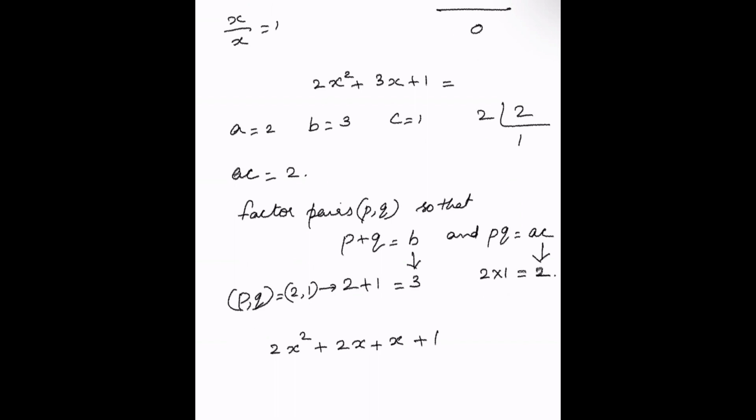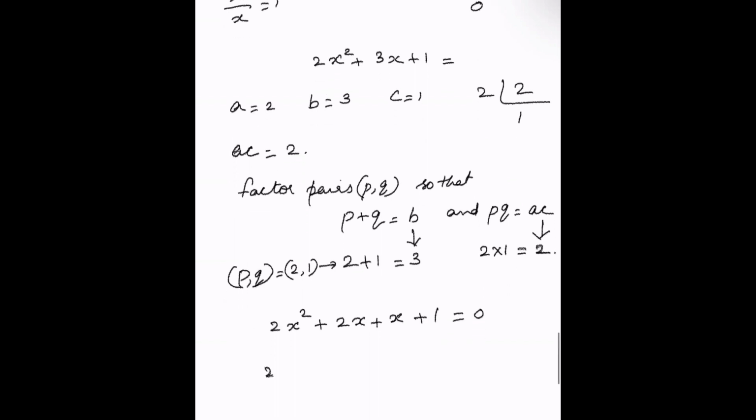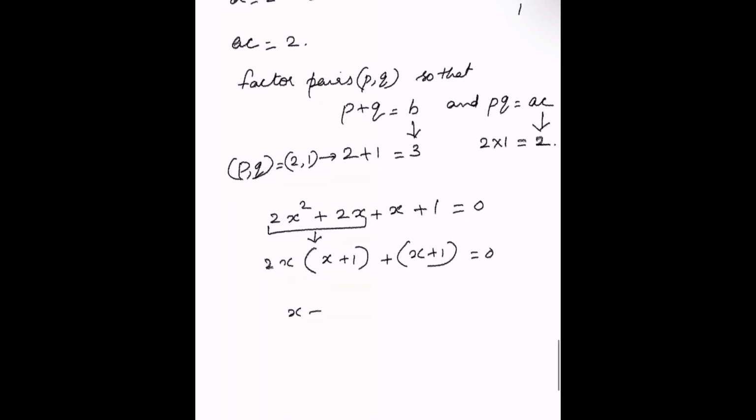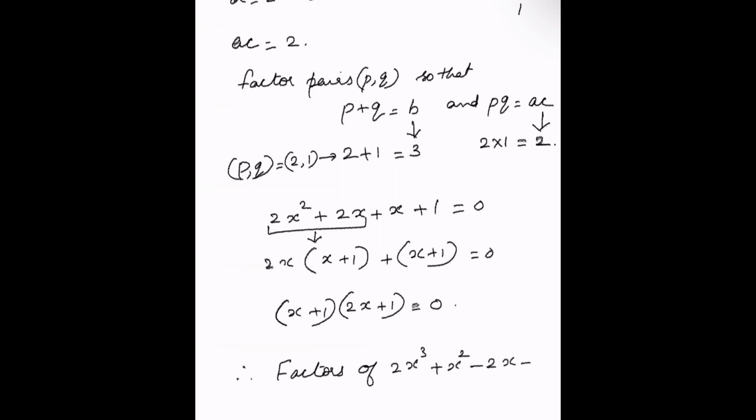If I'm equating it to 0, then take out 2x. Remaining is x plus 1, plus x plus 1, equal to 0. X plus 1 is common, and if I take that out, 2x plus 1 is remaining. So therefore, factors of the given expression 2x cube plus x square minus 2x minus 1.